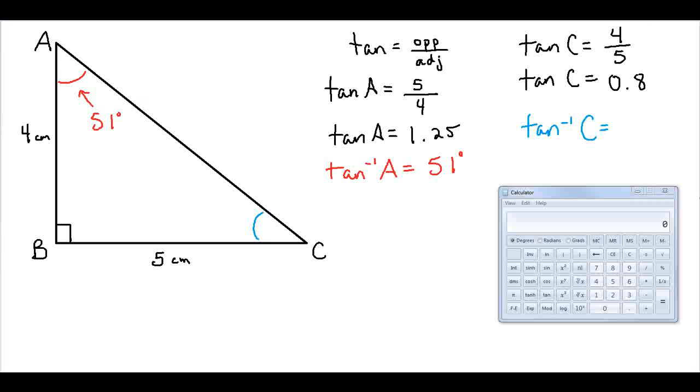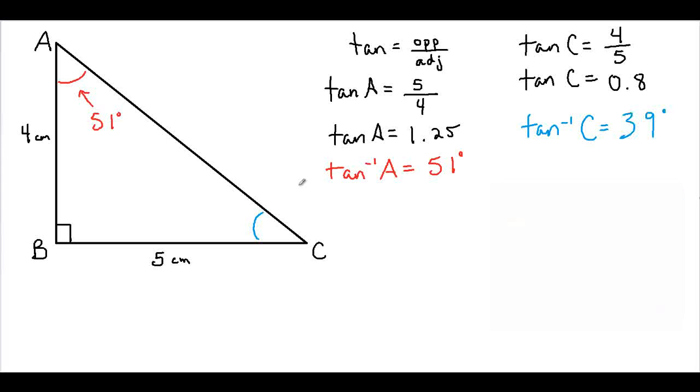So we'll do the same thing to determine the angle measurement of angle C. We will click our inverse button and we will type 0.8 inverse tan. That gives us an approximate angle measurement, if we round to the nearest degree, of 39 degrees. So we just determined this angle to be 39 degrees.